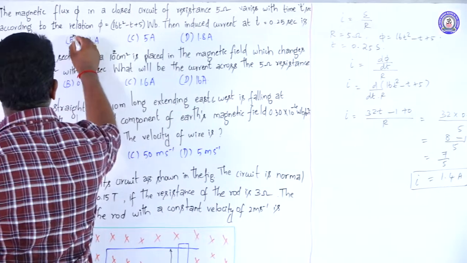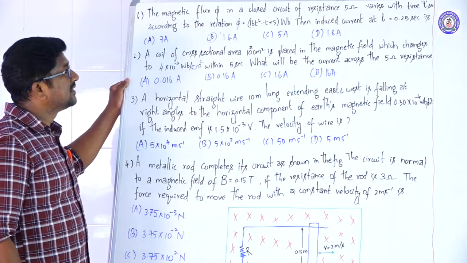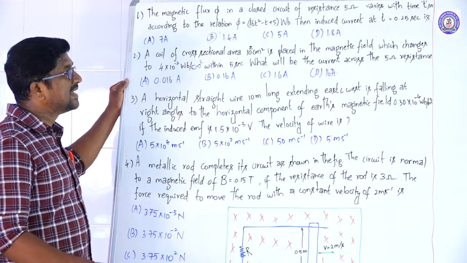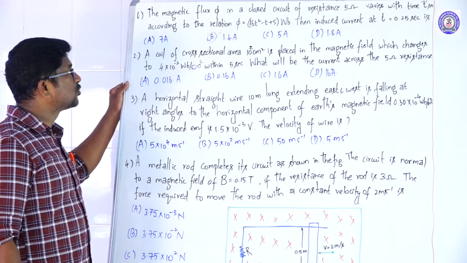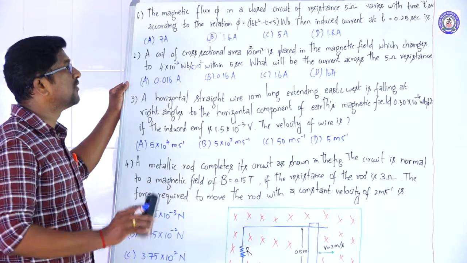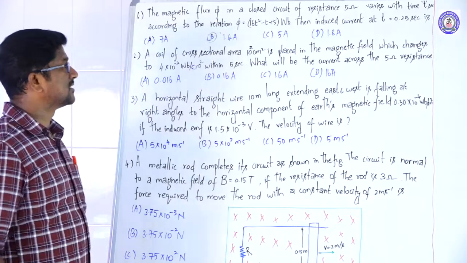B option. Second problem. A coil of cross-sectional area 10 square centimeter is placed in a magnetic field which changes to 4 into 10 power minus 2 Weber per centimeter square within 5 seconds. What will be the current across the 5 ohm resistance?